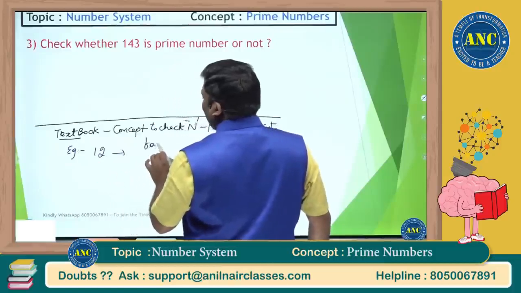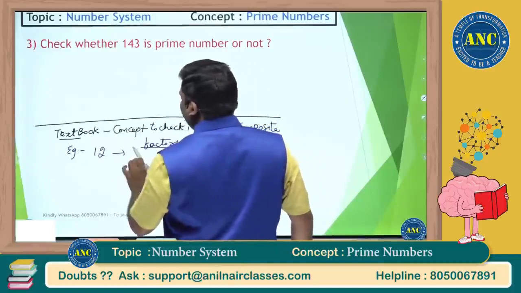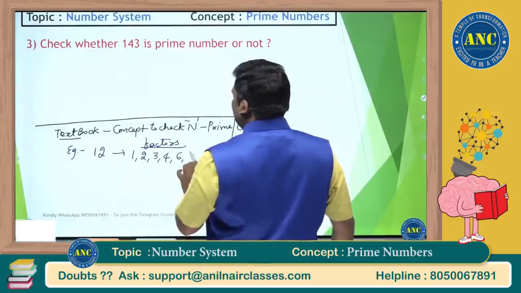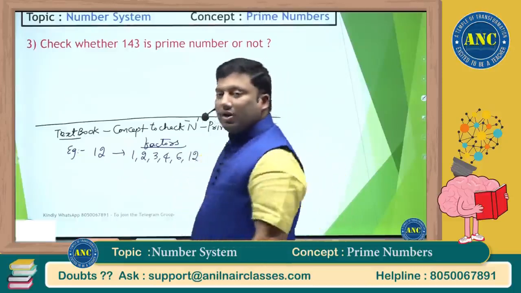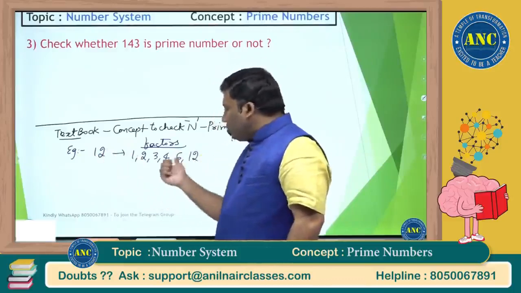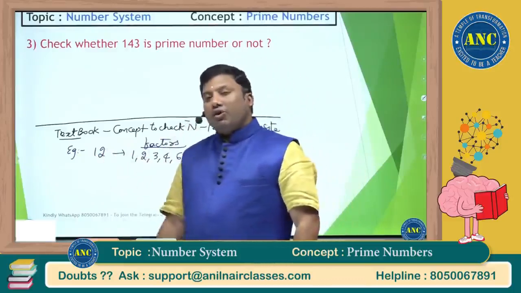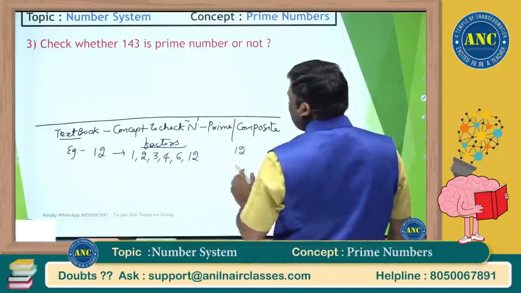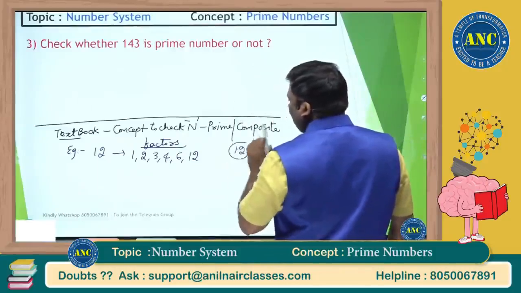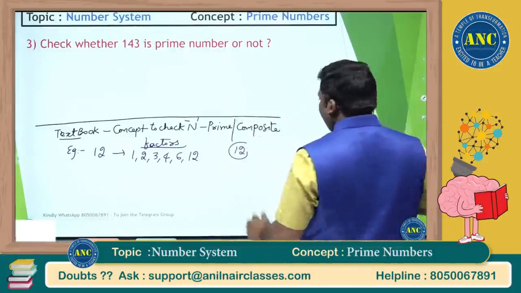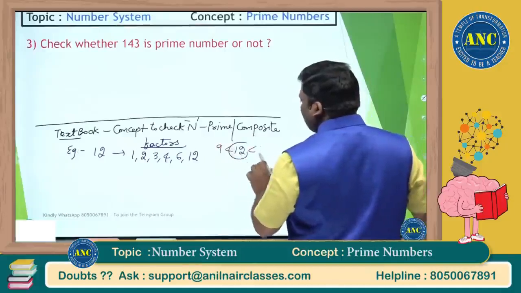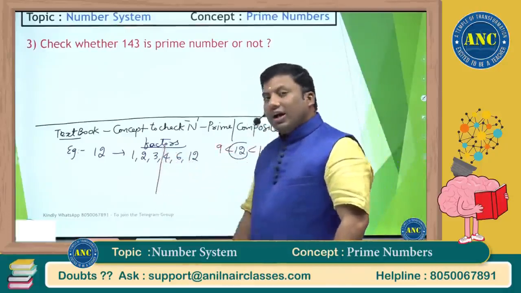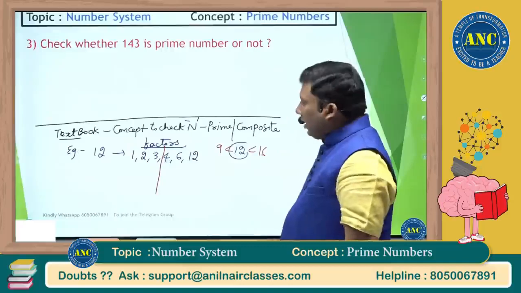12. Let me write down all the factors of 12: 1, 2, 3, 4, 6, 12. Am I right? 1 into 12 is 12, 2 into 6 is 12, 3 into 4 is also 12. Now see here, 12 lies between 9 and 16. Am I right? So I will put a line here. I'll tell you why I am keeping that line.